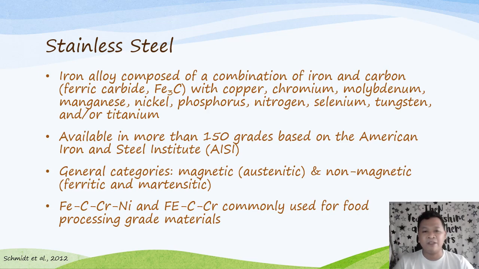There are more than 150 grades of stainless steel, but we need to take note of those that are food grade, mainly the 304 and 316 grades. From your food physics, for some of you, you can maybe remember that there are austenitic and ferritic and martensitic materials in terms of metal. So these are also the categories for stainless steel. For most food types, the stainless steel type used is a combination of iron, carbon, chromium, and nickel, and iron, carbon, chromium.